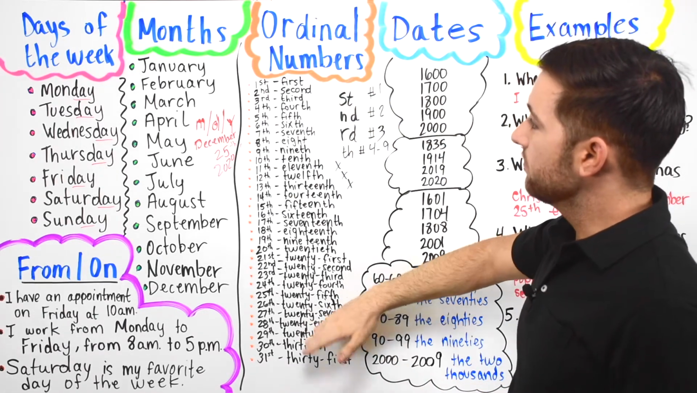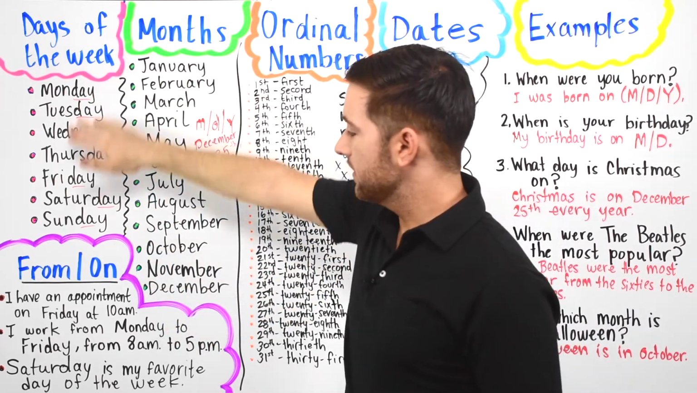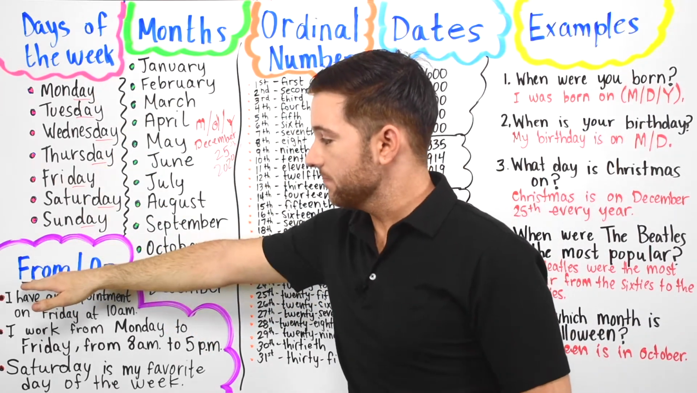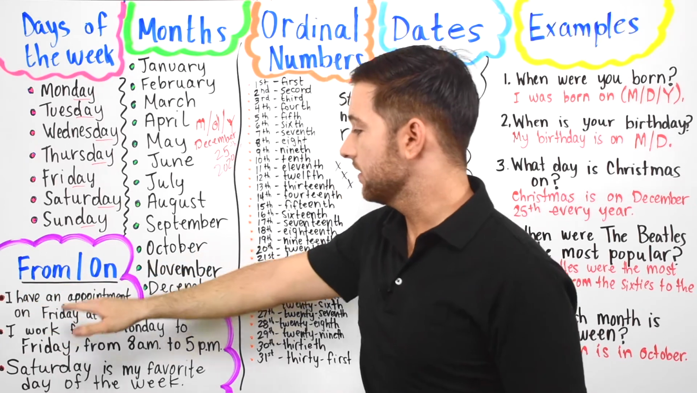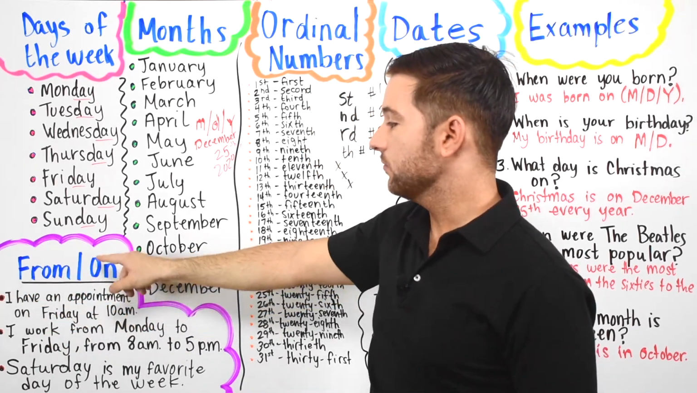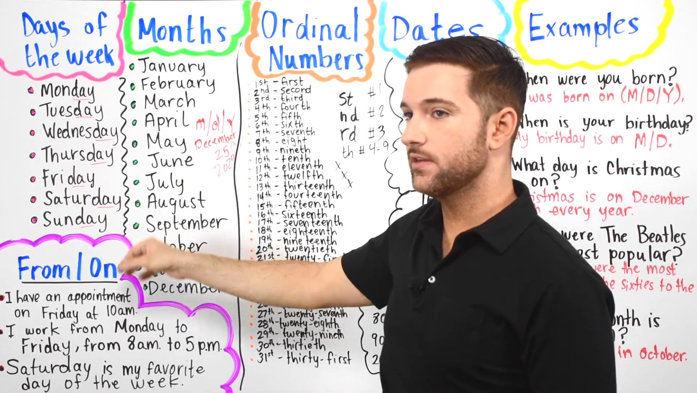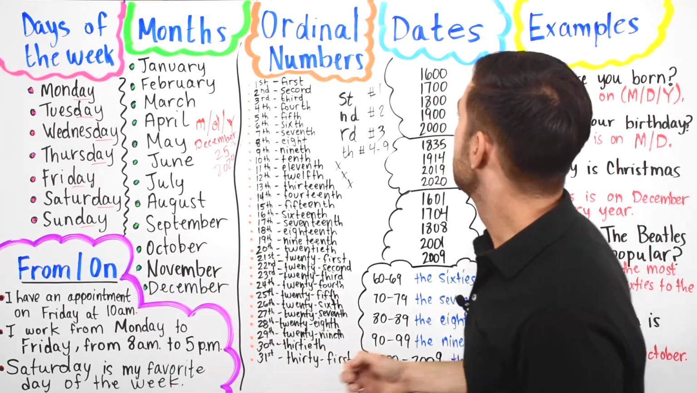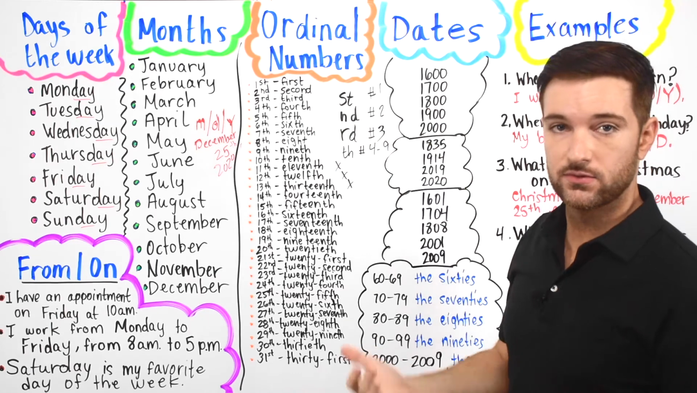These are the ordinal numbers. These are the months. These are the days of the week. These are from, okay, when something begins, and then this is on, the word on, so from and on. On we use to talk about a specific date. So now let's talk about the dates, okay?